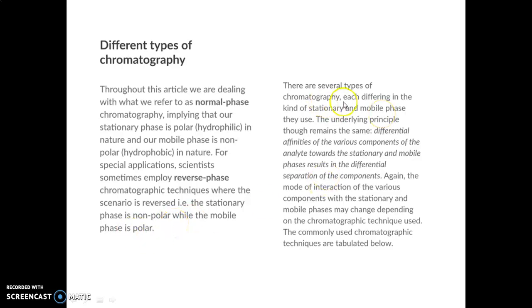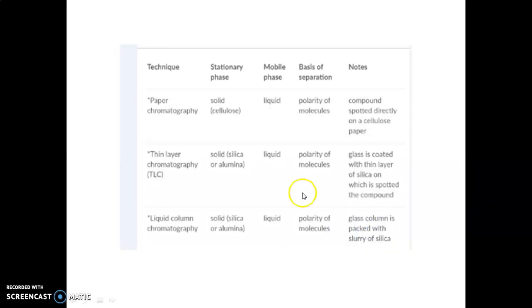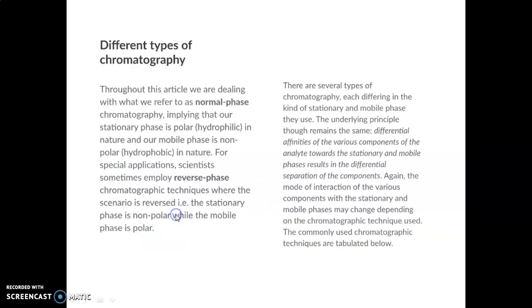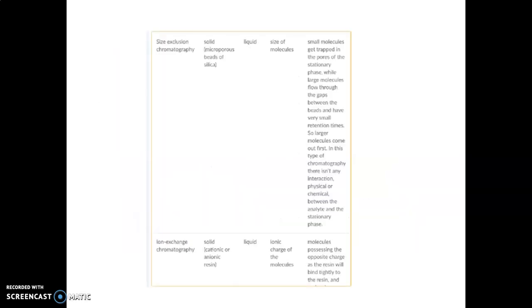There are several types of chromatography, each differing in the kind of stationary and mobile phase they use, but the principle remains the same. Differential affinities of the various components of the analyte towards the stationary and mobile phase result in differential separation of components. The mode of interaction of various components with the stationary and mobile phase may change depending on the chromatographic technique used. There are different techniques like paper chromatography, thin layer chromatography, liquid chromatography, then ion exchange chromatography, and size exclusion chromatography.